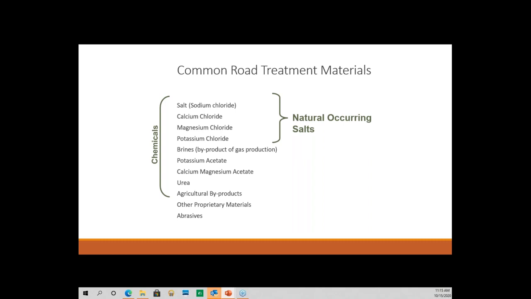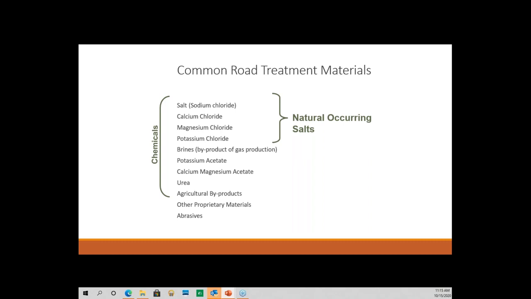Then there are a number of brines that are produced from the gas production industry, the fuels industry. Generally speaking, they may be brines that were pumped up with the oil, and they've separated them out, and then they refine them a little bit, and then they sell them to be used out on the roadway.